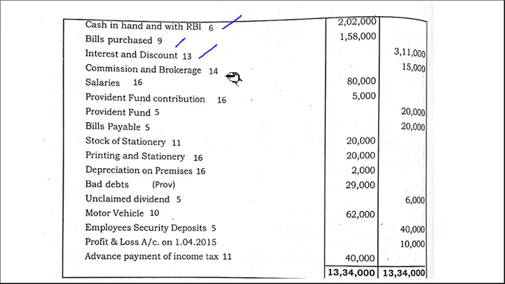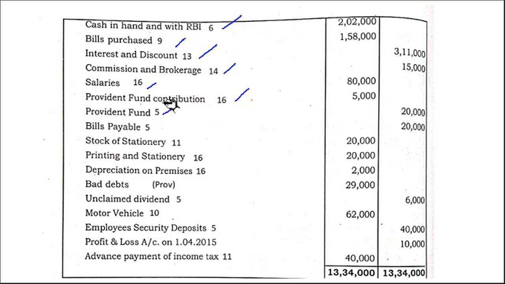Interest earned. Commission and brokerage, other income 14. Salaries, operating expenses 16. Provident fund contribution, operating expenses 16. Because bank is making the payment. Then provident fund, so it is liability, right? See, they are showing provident fund 20,000. So it is liability, credit side it is there. So it is other liabilities and provisions we have to write.